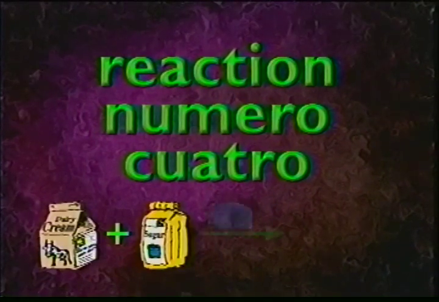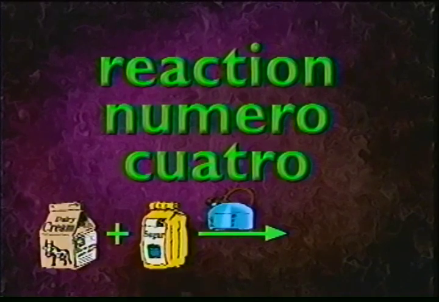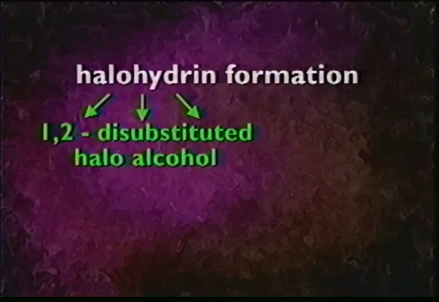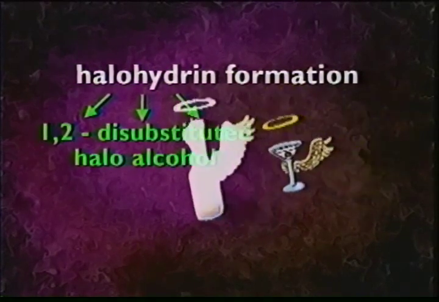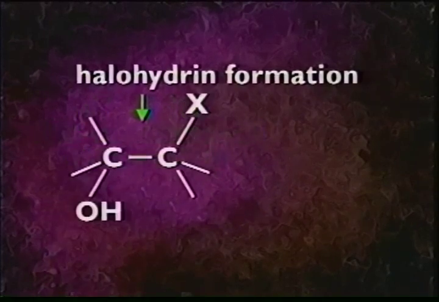Addition reaction number 4, the halohydrin formation reaction. A halohydrin is a 1,2 disubstituted halo alcohol, which is really just a long way of saying it's a molecule with a halogen X and an alcohol group OH on adjacent carbons.